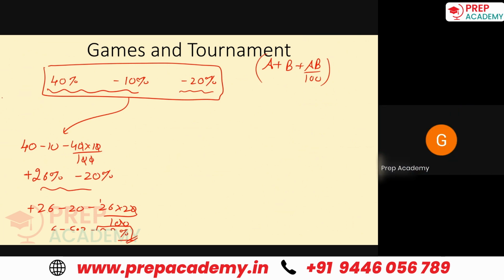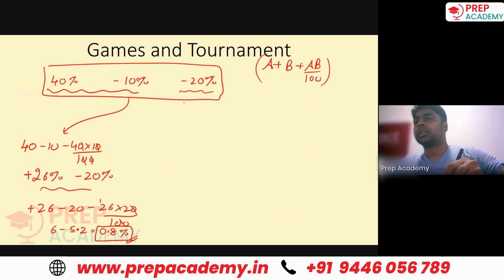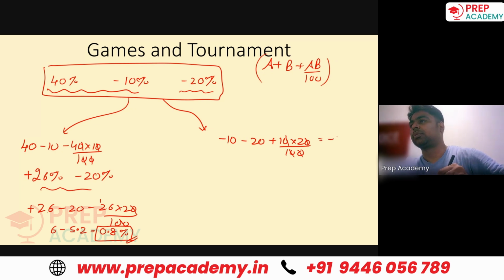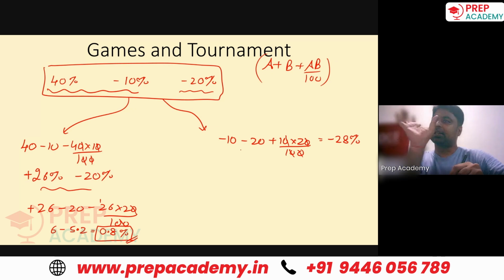Understood, guys? Yes, sir. It wouldn't have mattered if I had first solved minus 10 and minus 20. So minus into minus would be plus 10 into 20 upon 100. My net answer would be minus 30 plus 2, minus 28. So this is the net discount.